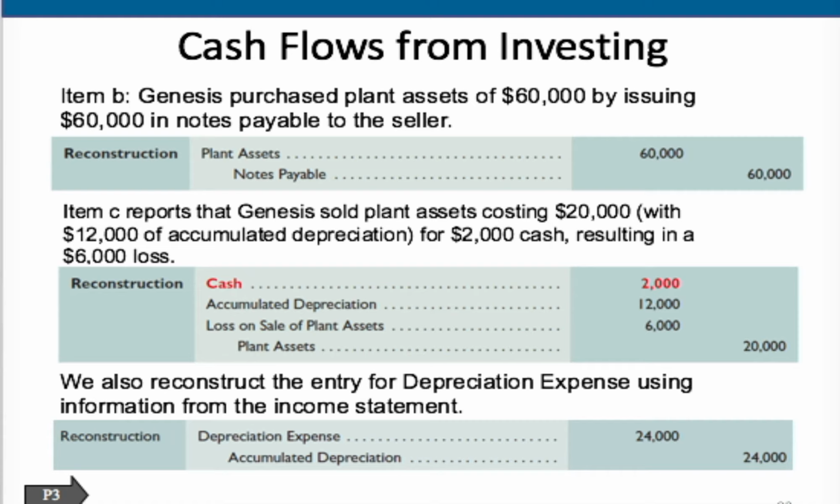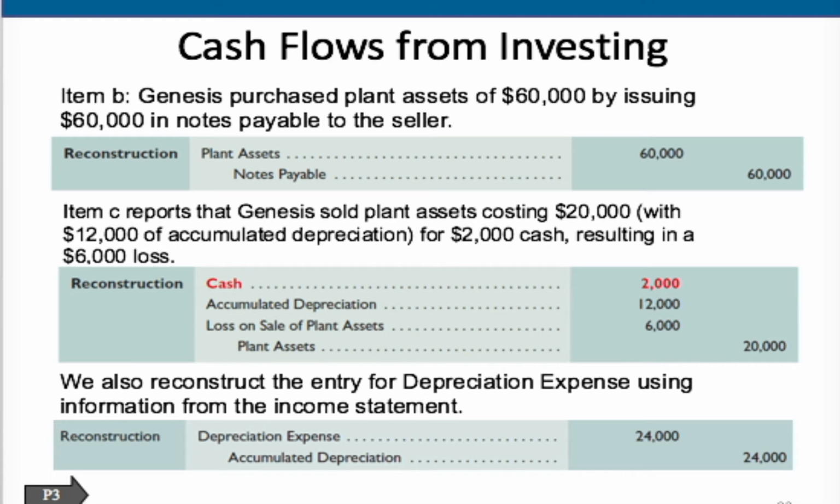To illustrate, item B reports that Genesis purchased plant assets of $60,000 in notes payable to the seller. We can see the reconstructed item B shown there. The $60,000 purchase described in item B and financed by issuing notes is a non-cash investing and financing activity. It is reported in a note or in a separate schedule to the statements.